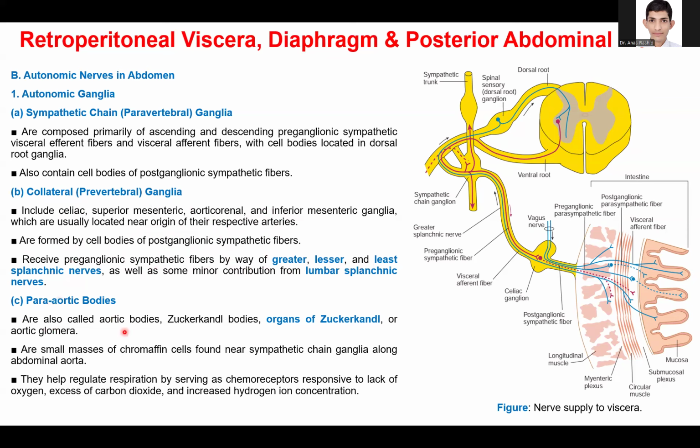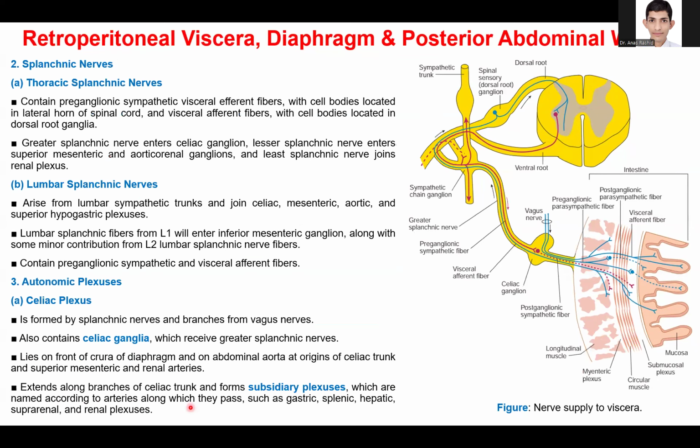Para-aortic bodies are also called aortic bodies, Zuckerkandl bodies or organs of Zuckerkandl, or aortic glomera. They are small masses of chromaffin cells found near the sympathetic chain ganglia along the abdominal aorta. They help regulate respiration by serving as chemoreceptors responsive to lack of oxygen, excess of carbon dioxide, and increased hydrogen ion concentration.